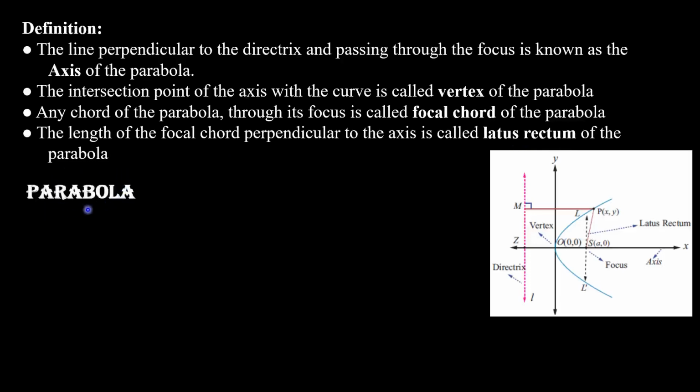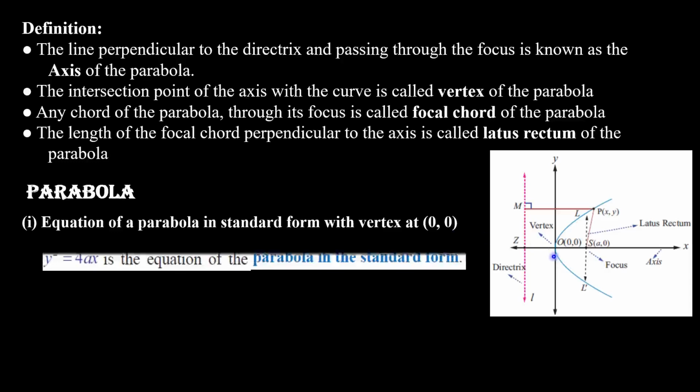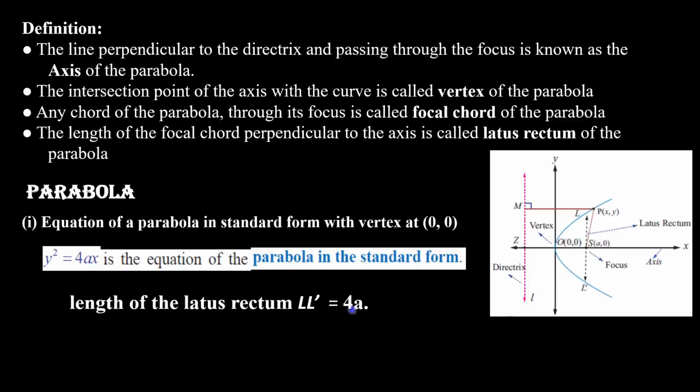Next one, we are going to see the parabola's equations. See, the equation of a parabola in standard form with a vertex at 0, 0. Here 0, 0 means origin. Then the equation of the parabola is y square equal to 4ax. This is the equation of the parabola in standard form. This is the y square equal to 4ax curve. Here the length of the latus rectum L dash is equal to 4a. In this standard form of an equation, this 4a represents the length of the latus rectum, that is this line.